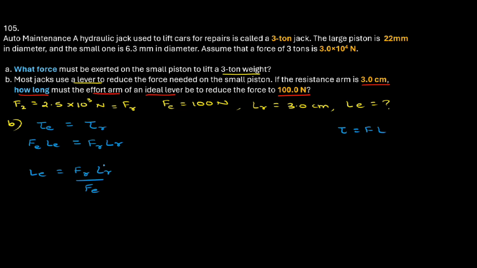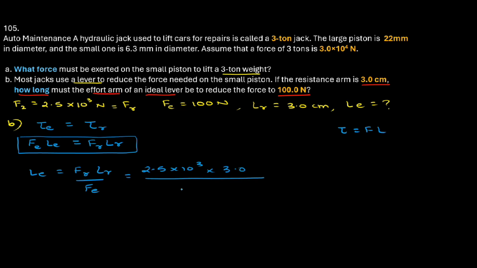If you do not want to rearrange like this, you can just use shift solve at this point over here. Substitute the values of Fe, Fr, and Lr and shift solve to get Le. So now we substitute resistance force, or the force of the resistance arm, is 2.5 times 10 to the power 3. Length of the resistance arm is 3 centimeter. Force on the effort arm, we only want to apply a force of 100 Newton. Now solve for this, you get the length of the effort arm to be 75 centimeter.